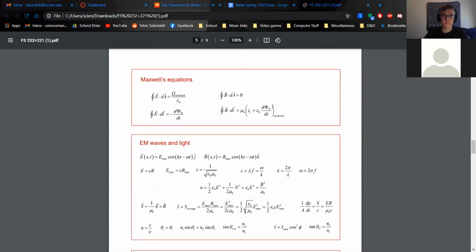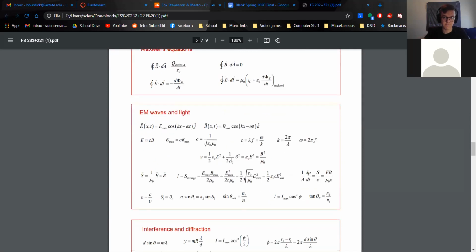Maxwell's equations. So you've learned all of these before, but you've got Gauss's law, no magnetic monopoles, the law of induction here, and then you have Ampere's law. Just a note here that it's got the correction term, because remember the example with the capacitor, you need to account for the changing electric field because there's no actual current going through that thing there.